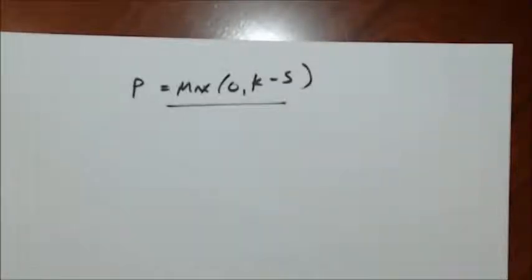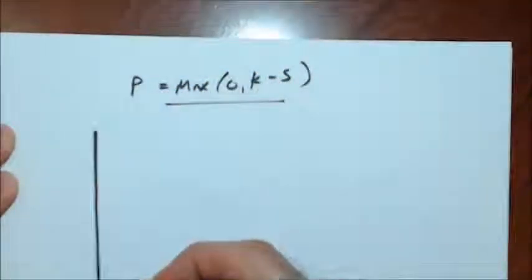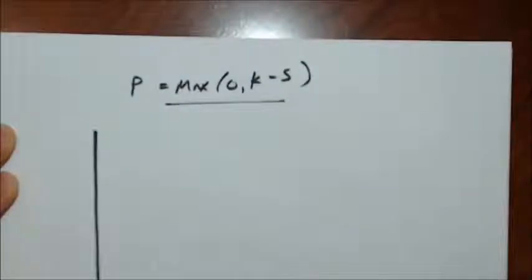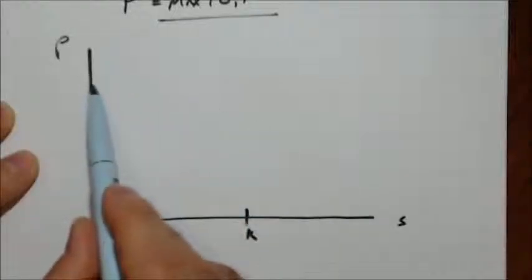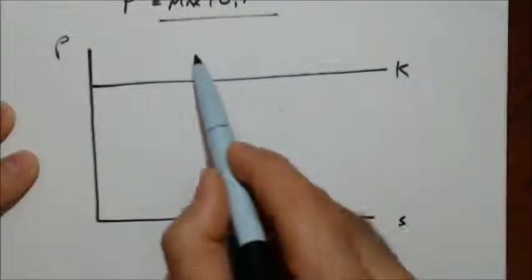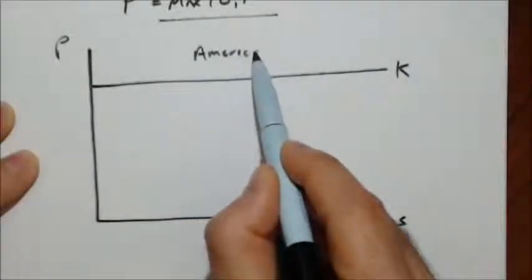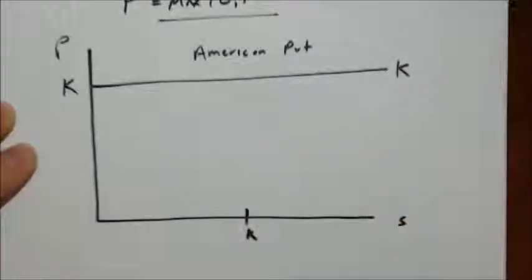So let's actually graph the boundary for an American option at this point, because we're ready for it. Put some space here so we have a put. What we have here is the maximum value of a put is K for an American put. This is K on this axis.